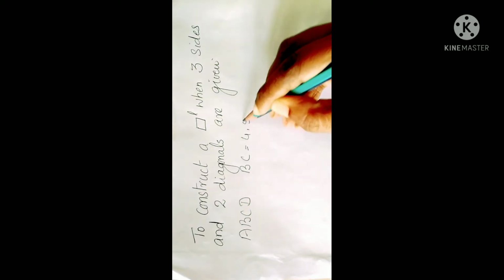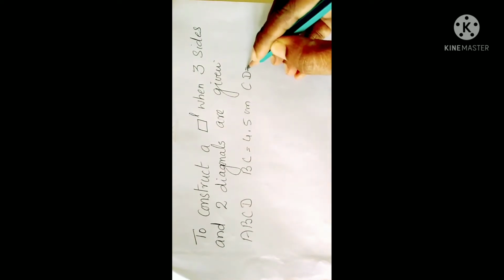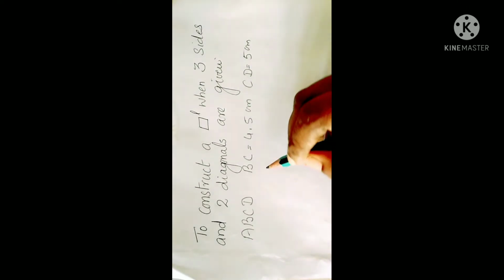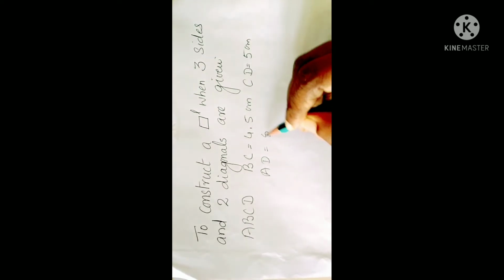There is a quadrilateral ABCD in which three sides are given. So let us write the name of the quadrilateral is ABCD, where the measurements of some of the sides are given. AB is not given, but BC is given. BC is equal to 4.5 centimeter. Then CD is given 5 centimeter. AD is given 5.5 centimeter, and then two diagonals are given.